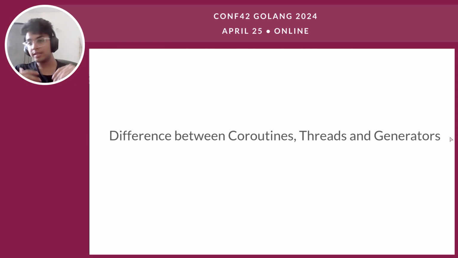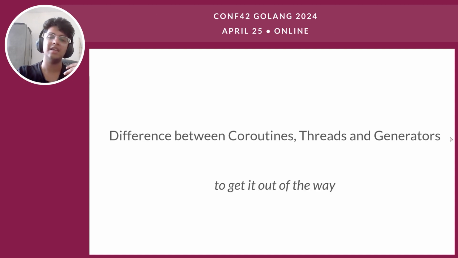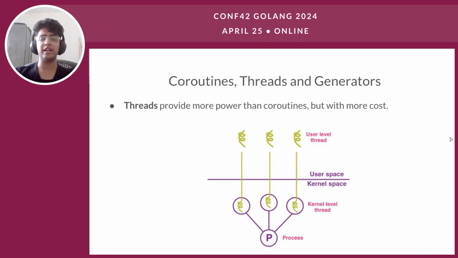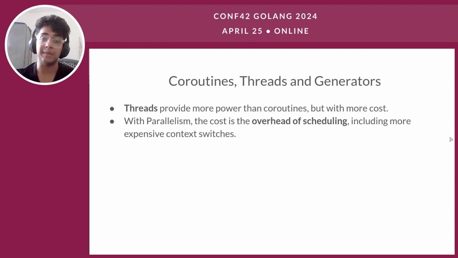Now, coroutines, threads, generators, they sort of start sounding the same. So let's get the definitions out of the way a little bit. Coroutines provide concurrency without parallelism. That's the big idea here. When one coroutine is running, the others aren't. Threads, on the other hand, are definitely way more powerful than coroutines, but with more cost. They require more memory, more CPU allocation, and also it comes with parallelism.